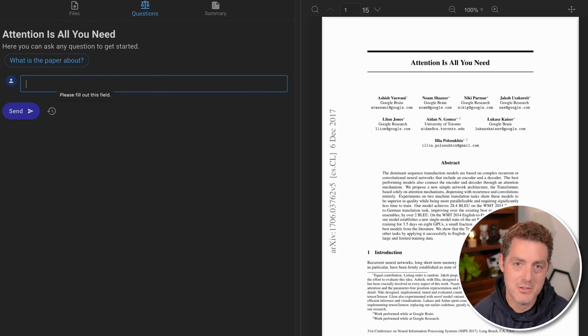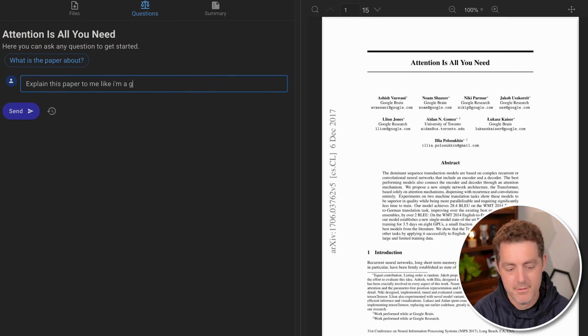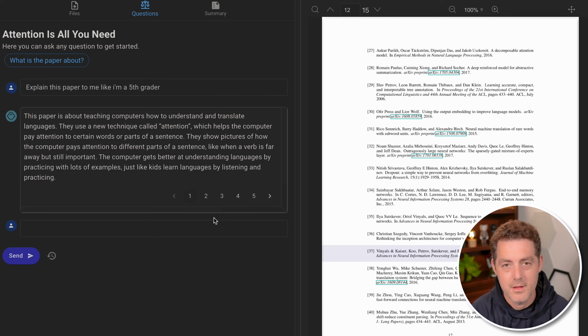Now, I'm gonna ask it to explain it to me like I'm in 5th grade. Explain this paper to me like I'm a 5th grader. There it is. The entire paper summarized in a few sentences. Obviously, it's missing a lot of the detail and nuance and understanding, but if you're trying to explain it to a 5th grader, this is great. This paper is about teaching computers how to understand and translate languages. They use a new technique called attention, which helps the computer pay attention to certain words or parts of a sentence. And it goes on.